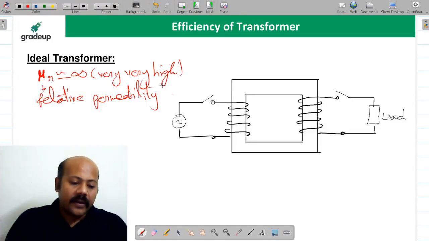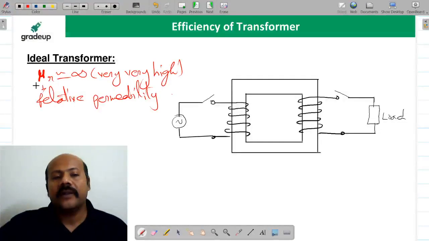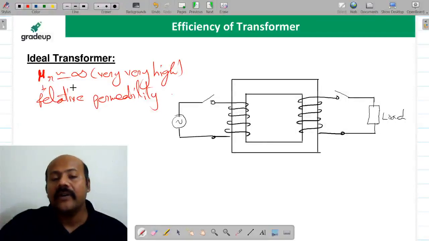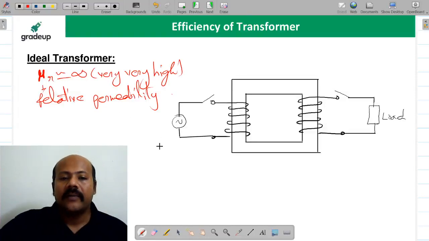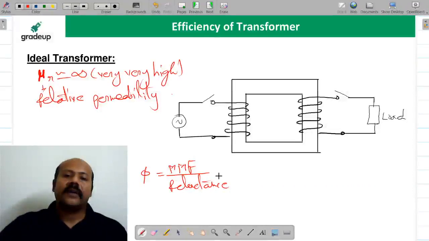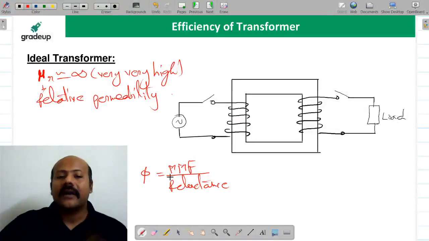Now please listen to me. We are saying that for an ideal transformer, the relative permeability mu r is infinite or very, very high. What is the reason? If your mu r value is very high, what is going to happen? Please try to understand. What is your flux? Your flux is going to be MMF upon reluctance.